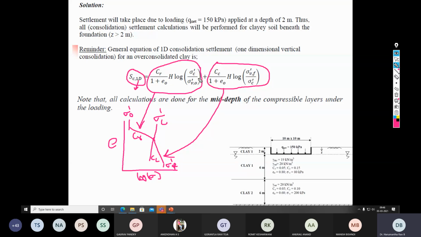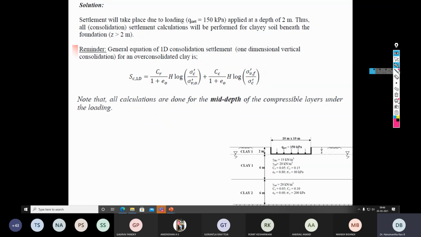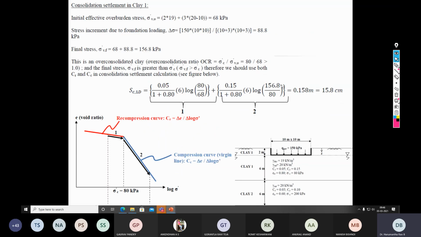So you need to calculate sigma V naught, that is the initial effective overburden pressure, at the middle of each layer. And similarly sigma dash VF, this you need to calculate, based on the load that is applied, that is 150. So let us look at how it has been calculated.